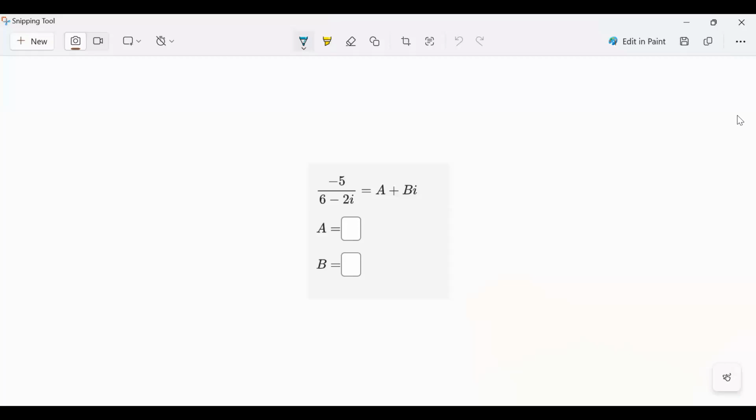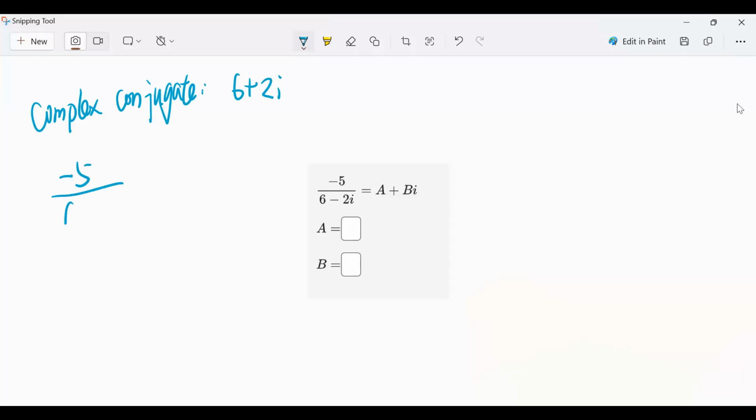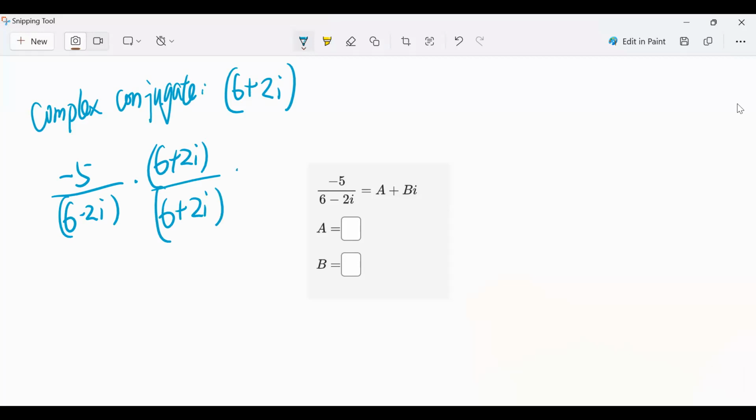So first of all, you determine the complex conjugate here. And that's going to be 6 plus 2i. I'm going to multiply both top and bottom by 6 plus 2i, so negative 5 over 6 minus 2i. Multiply by 6 plus 2i on top, and 6 plus 2i on the bottom. And a plus bi on the right.